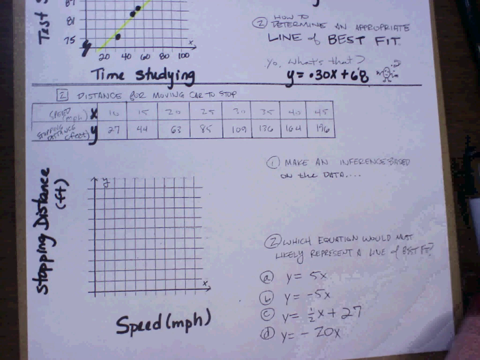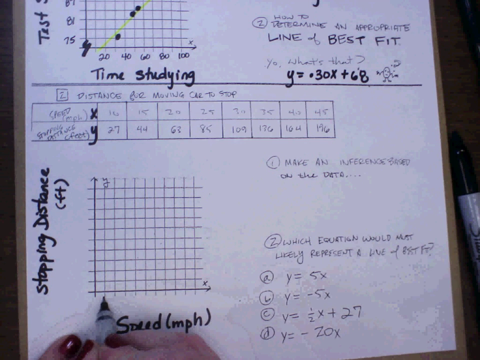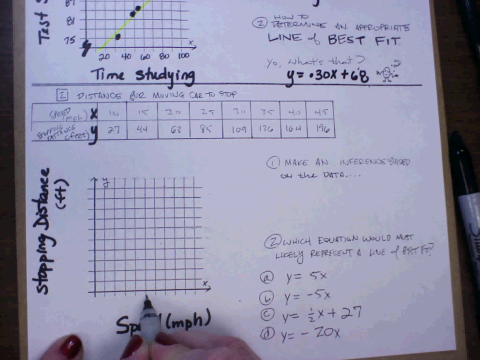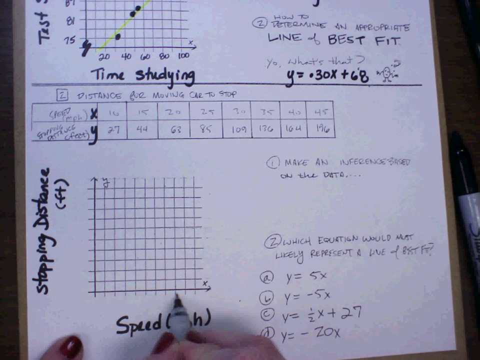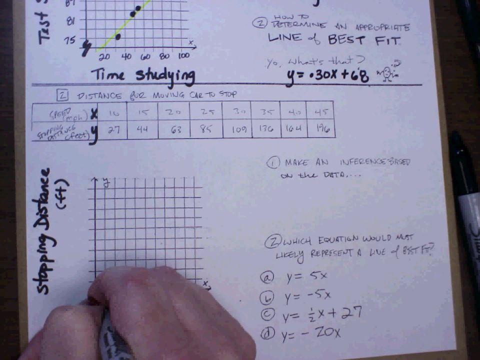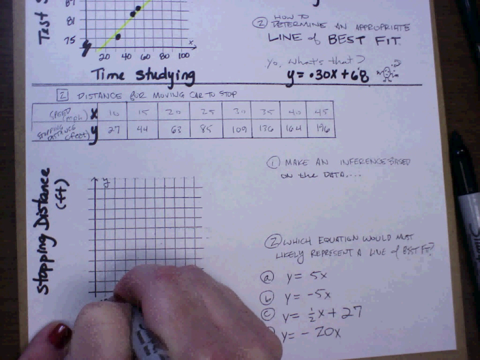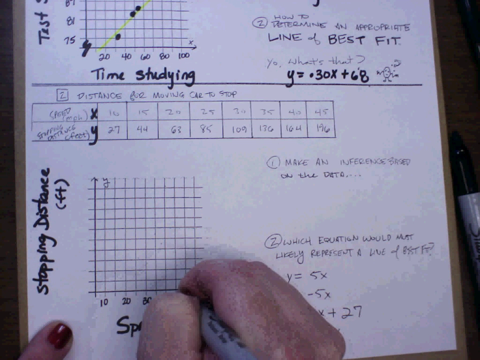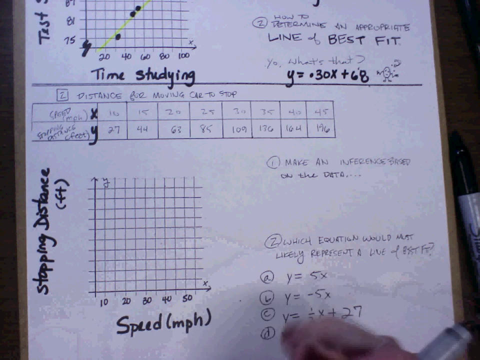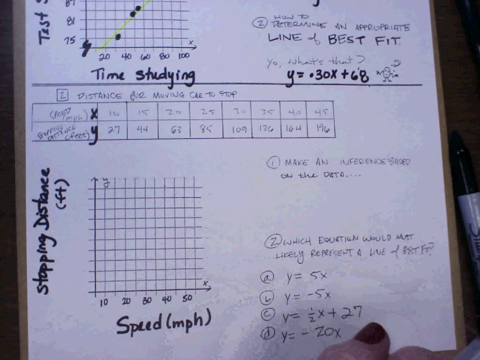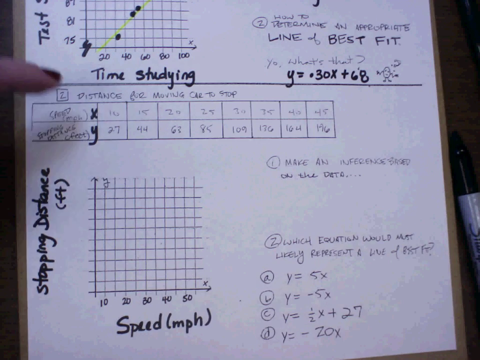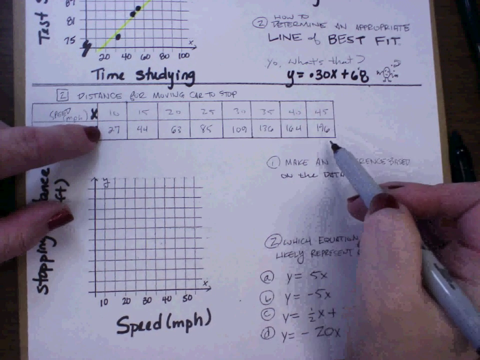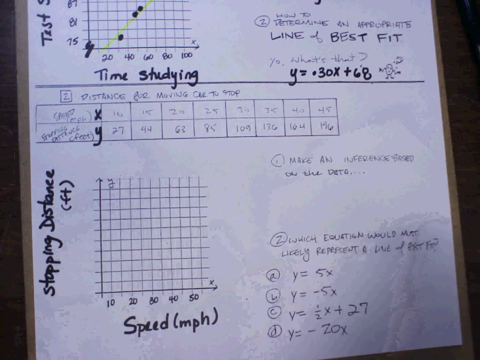Let's see. 10, 15, 20, 25, 30, 35, 40, 45. Yeah, we're good. We can do it by fives, I'm sorry. So this one is done by fives. But then what are my stopping distances? 27 all the way to 196. So this is definitely going to be a misleading graph.